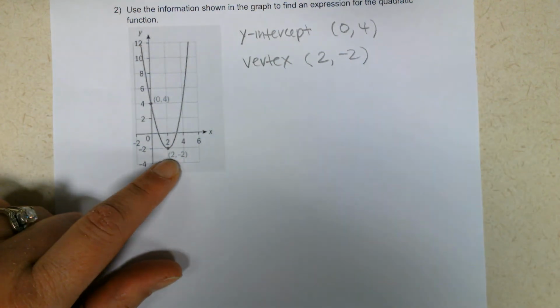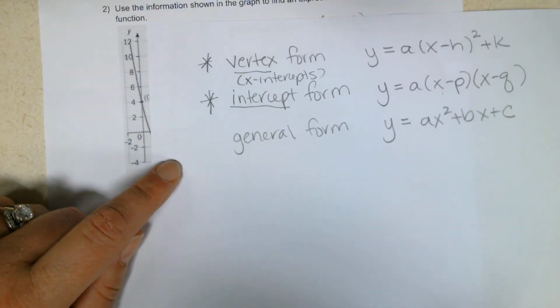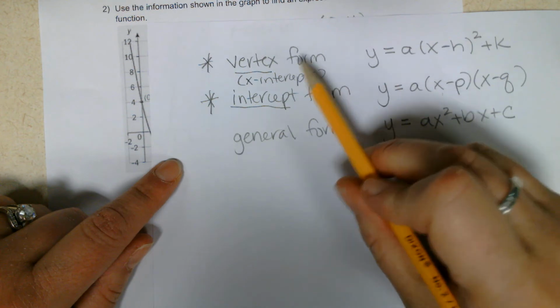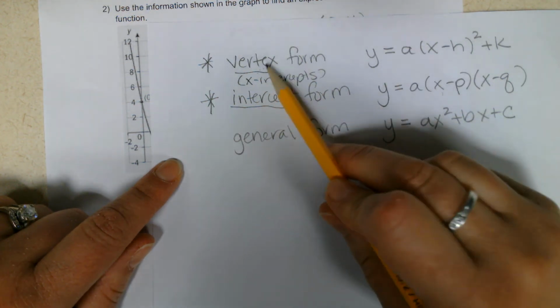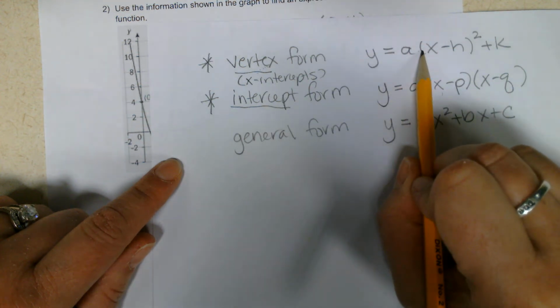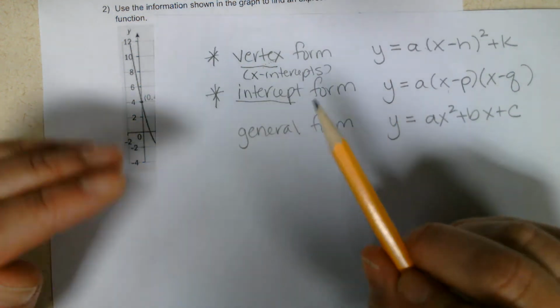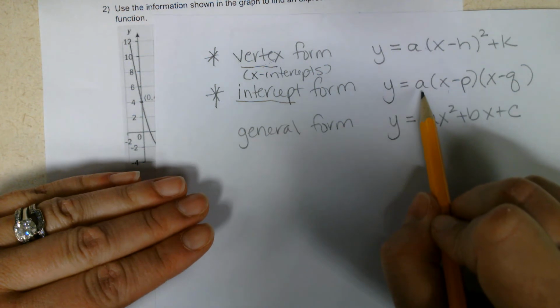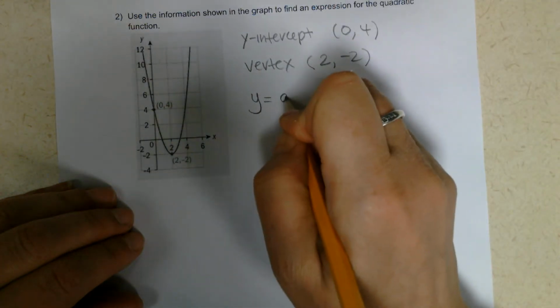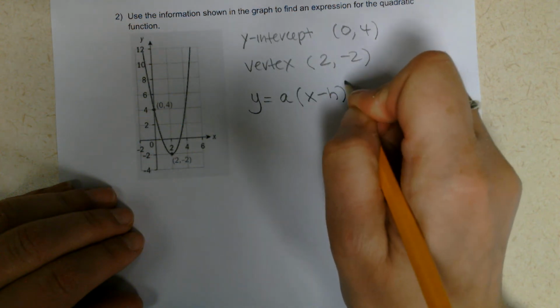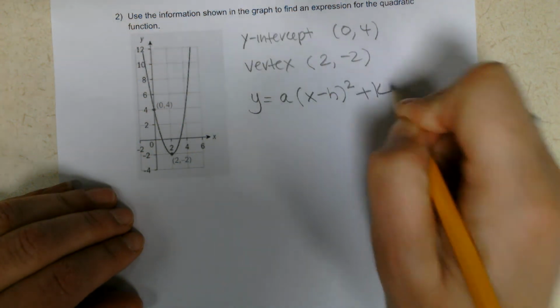So now that I have the vertex, I'm going to go back here. Which one does that match up to? That matches up to vertex form. That's why I want you to write the names down, because it gave you vertex, so we know we're just going to use this one. There is no guessing game. Write the name down, match it to the correct one. So let's write down vertex form. Y equals a, x minus h squared plus k.